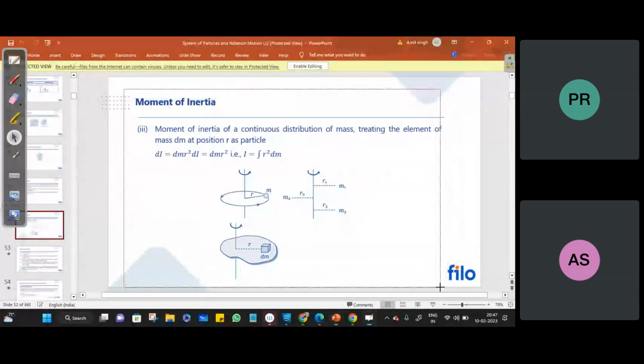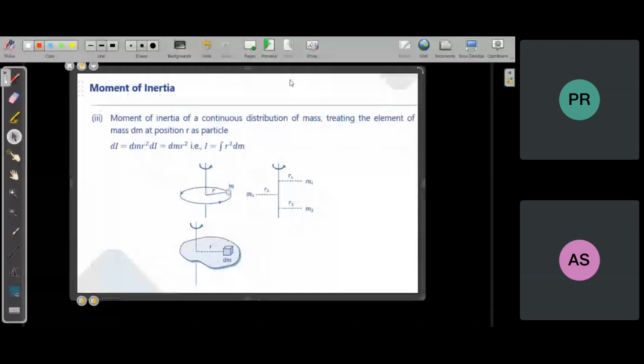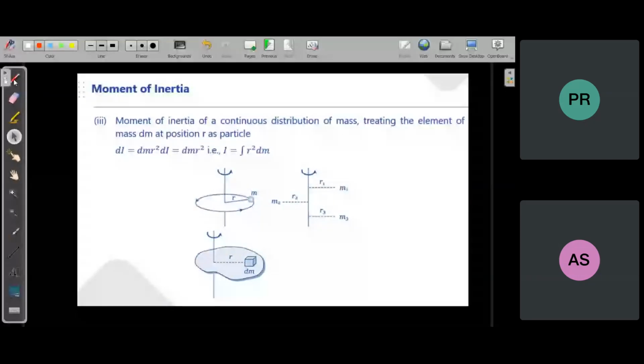Now, instead of discrete particles, there can be a single body rotating about an axis. And you know that a body is also nothing but a collection of particles. So for example, here you can see there is a body rotating about an axis. We can consider the entire body as a collection, a system of particles.